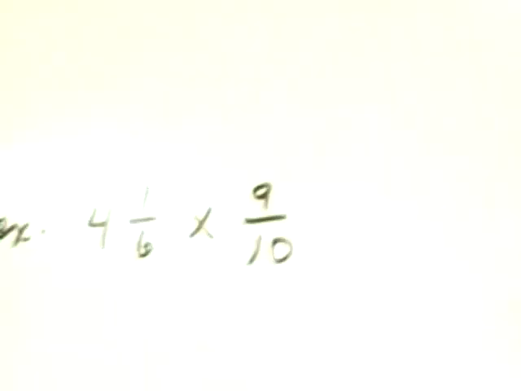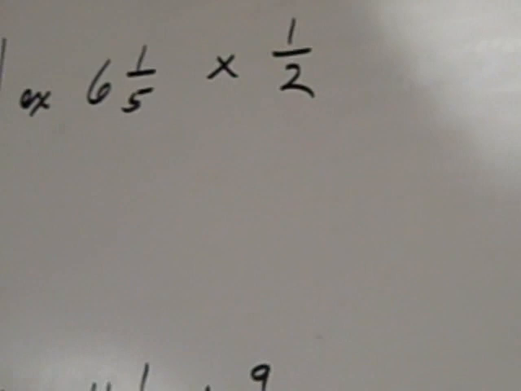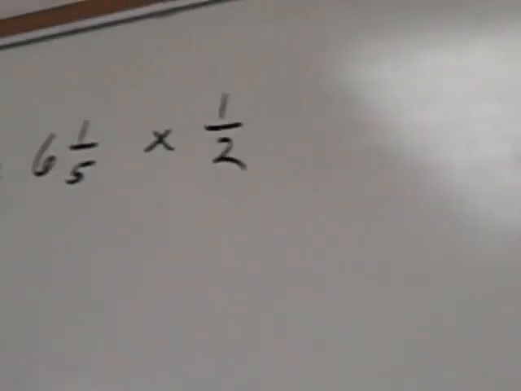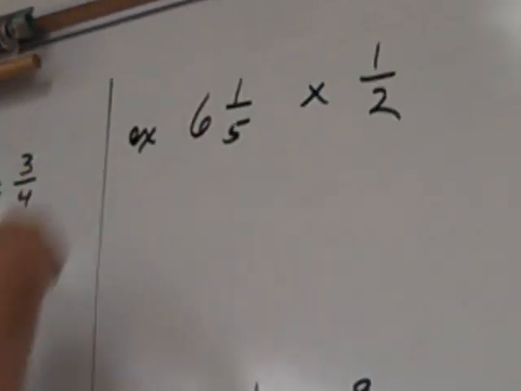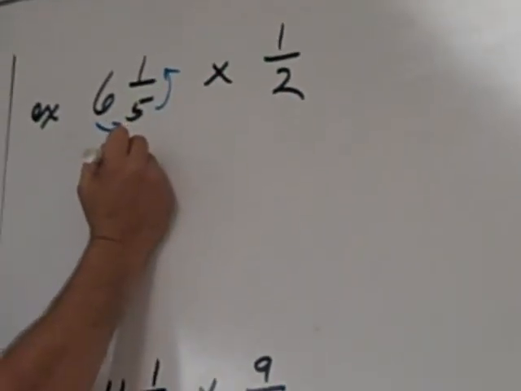If R equals... nope, wrong one. 6 1/5 times 1/2. All right, here we go. What's wrong with it? Mixed number. How do I get rid of this mixed number? Loopy loop. Bam, bam. How much?